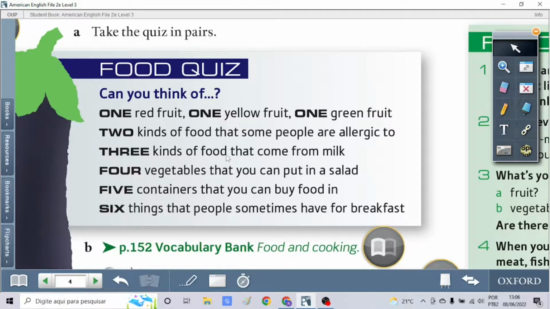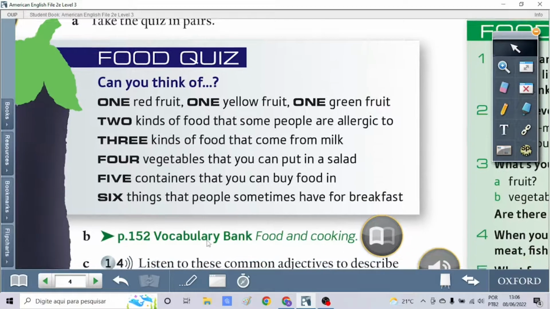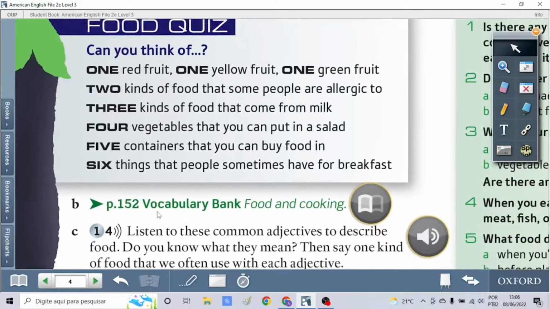Two kinds of food that some people are allergic to. Three kinds of food that come from milk. Four vegetables that you can put in a salad. Five containers that you can buy food in. Six things that people sometimes have for breakfast. You got it? Amazing!